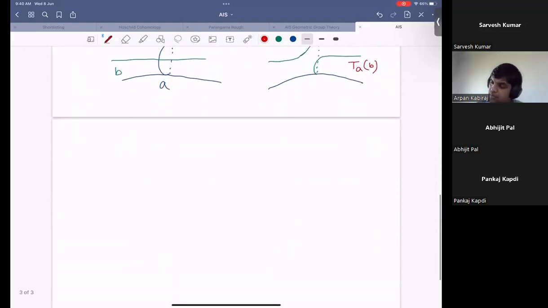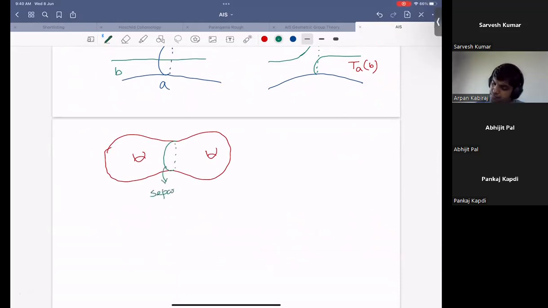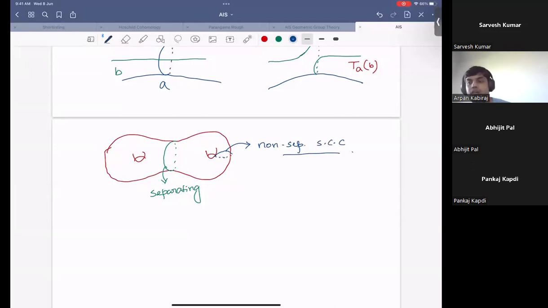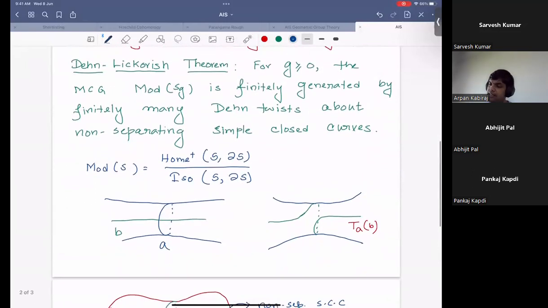So here is an example. This is your genus 2 surface. This is an example of a separating simple closed curve. If you cut along the green curve, the surface becomes disconnected. And this is an example of a non-separating simple closed curve. If you cut along the blue curve, the surface still remains connected. Okay. So these are the terminologies and this is the statement. Any questions or doubts?